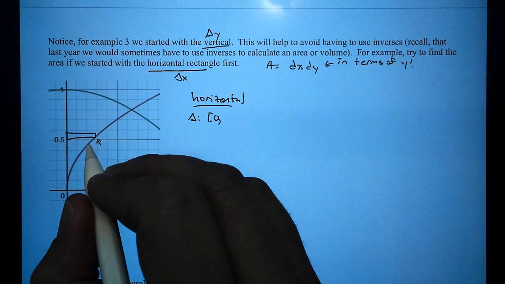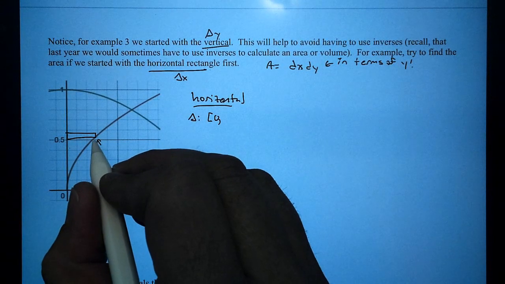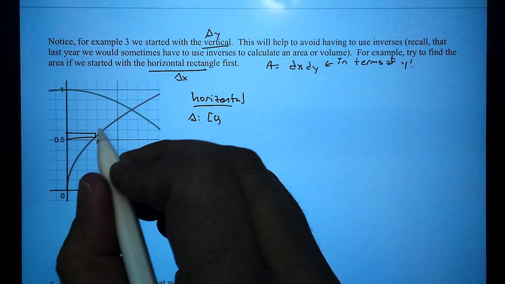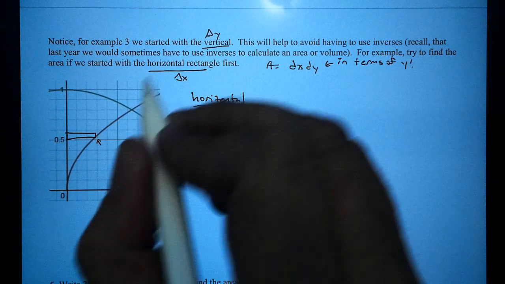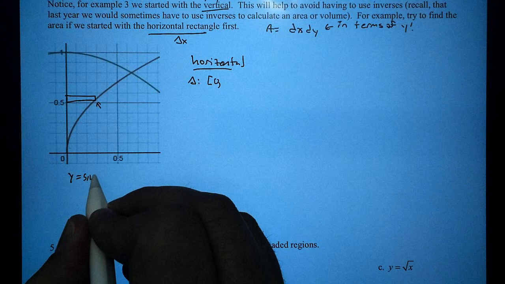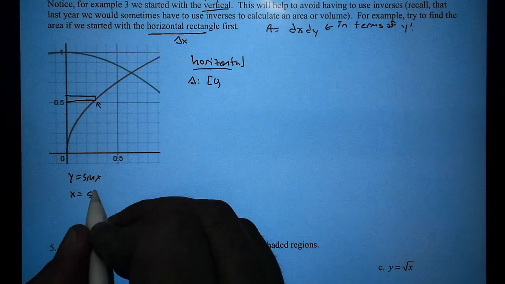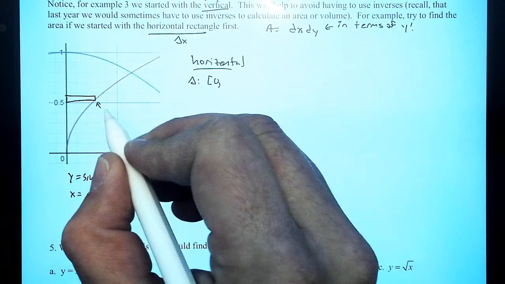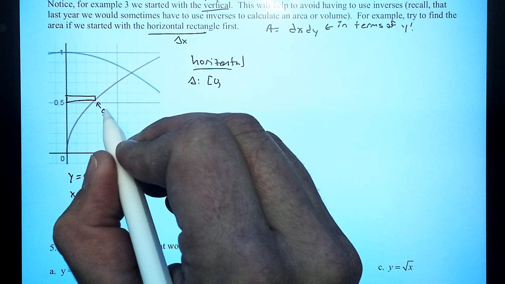Where does this end? Well, this end right here is my function right here. That was my sine curve, but that was sine of x. So we have to rewrite this, and we know that if we have y equals sine of x, I could write x as inverse sine of y. So that's what this end piece right here would be, the inverse sine of y.